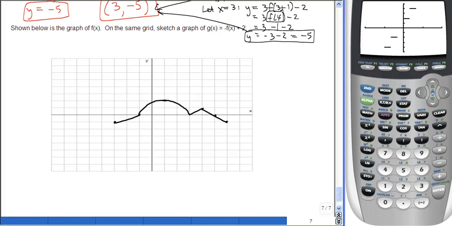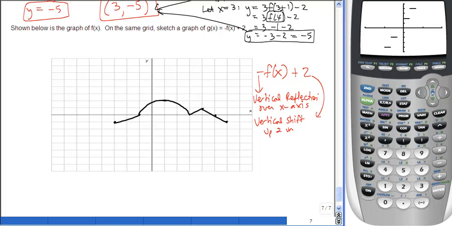Okay, our last example. Here is a graph of a function f, and we want to transform it and graph the new function negative f of x plus 2. So to do this, let's identify what transformations are in this formula. The negative on the outside is a vertical reflection, and since it's vertical, that's going to flip us over the x-axis. And then the plus 2 on the outside is a vertical shift up 2 units. So we need to take each of these points, we need to reflect them over the x-axis, and we need to shift them up 2.